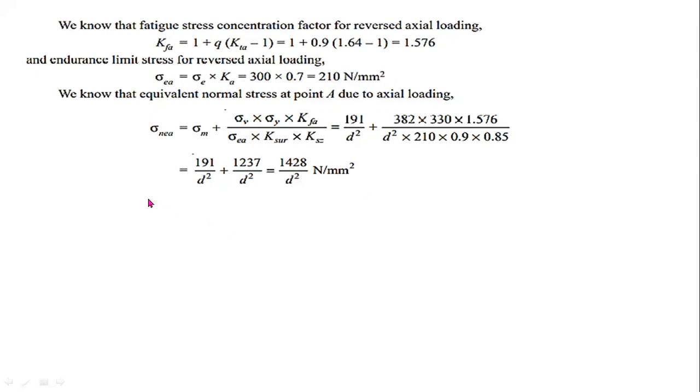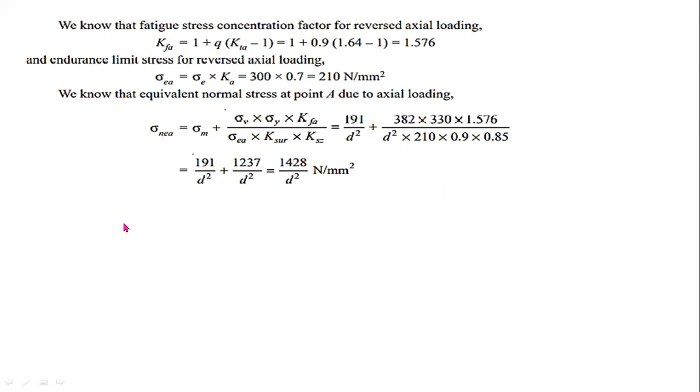From the previous formulas, the equivalent normal stress for axial loading equals (sigma m plus sigma v into sigma y into Kf by sigma EA) into k surface into k size factor. Sigma nea is the equivalent normal stress for axial loads only. So this is the answer: 1428 by d square is the sigma nea.